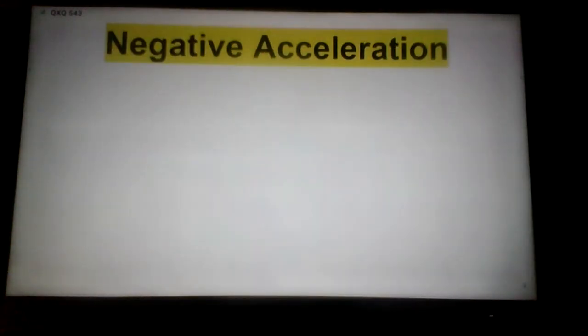Okay. What if we slow down? What if we're going 20 and we have to slow down to get to 5? Well, deceleration you've probably heard of. That does mean we're slowing down.